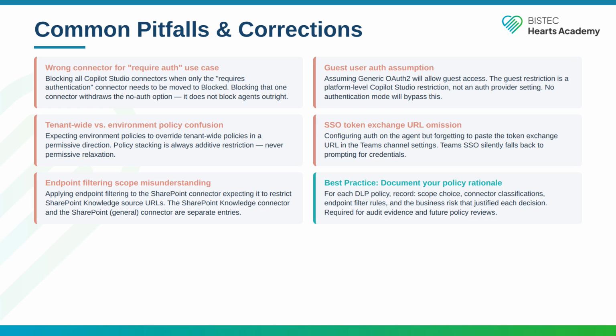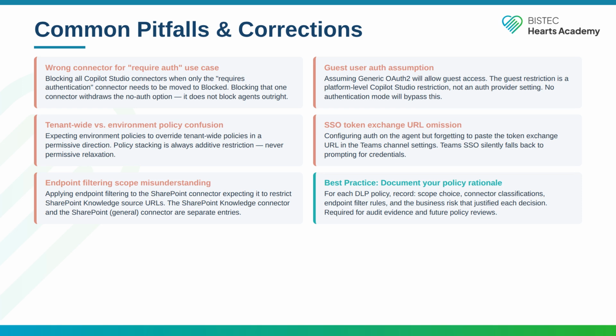The fourth pitfall is assuming that generic OAuth 2 will allow guest access because the identity is managed by an external provider. The guest restriction is a Copilot Studio platform restriction, not an authentication provider setting. No authentication mode, Entra ID, generic OAuth 2, or any other will bypass it.